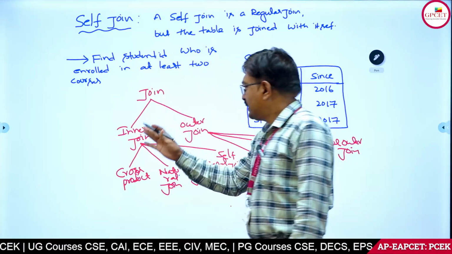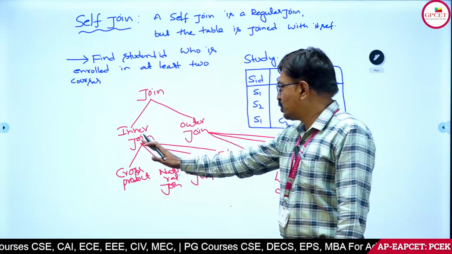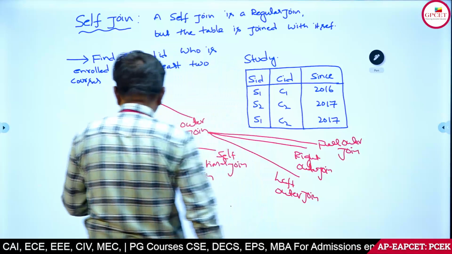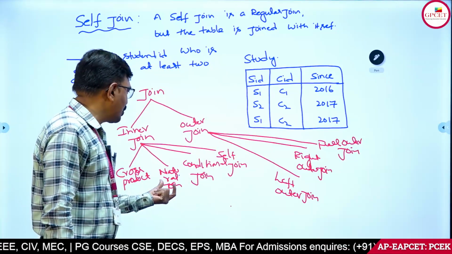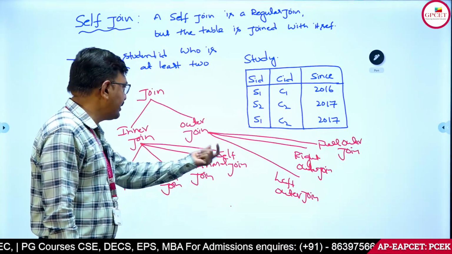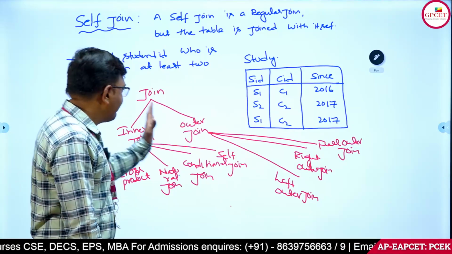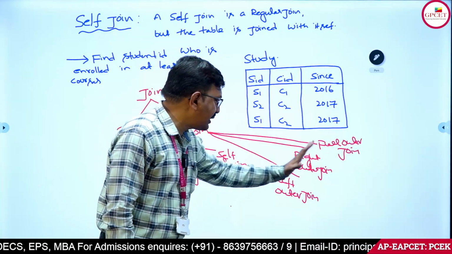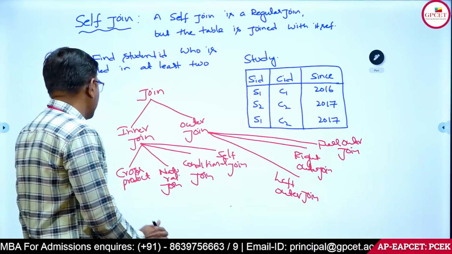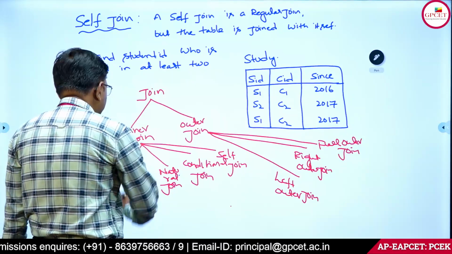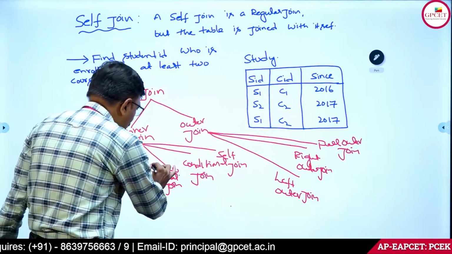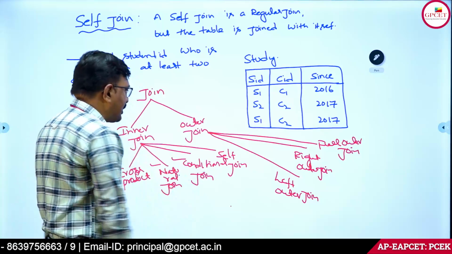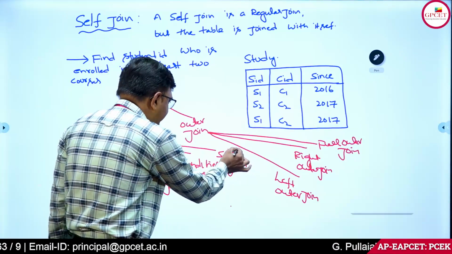Right, what is the join? There are different types: inner join and outer join. Inner join: the first is a cross product, second is a natural join, third is a conditional join, fourth is a self join. Whereas in the outer join: left outer join, right outer join, full outer join. Clear? Cross product was already covered in the last class. Natural join is over, conditional join is over, and then here, self join.